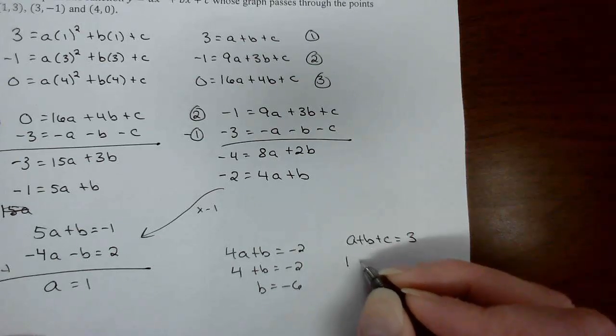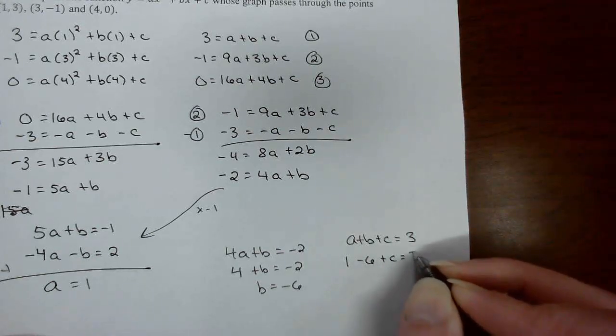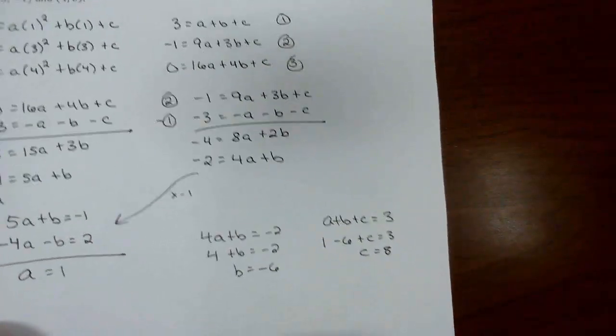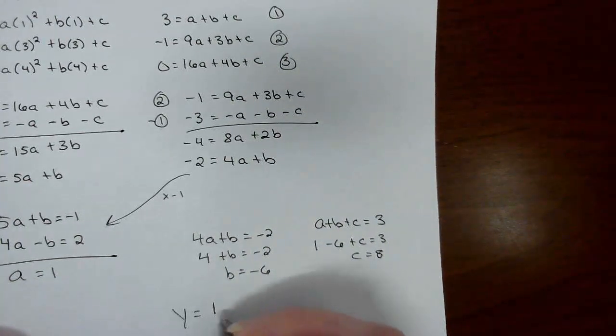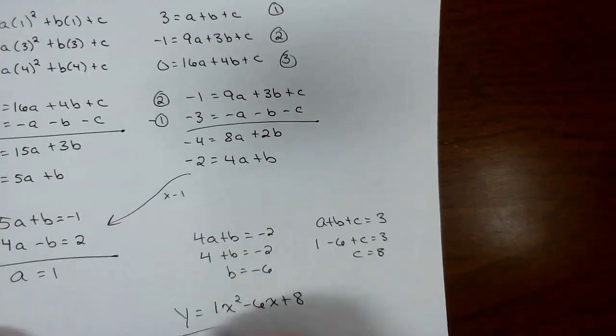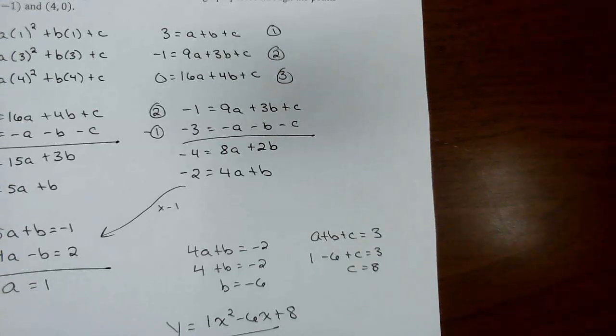Go back to the very first equation. Negative 5, c equals 8. I end up finding the exact quadratic. This is actually more exact than the linear regressions you might have done in your Algebra 2 class.